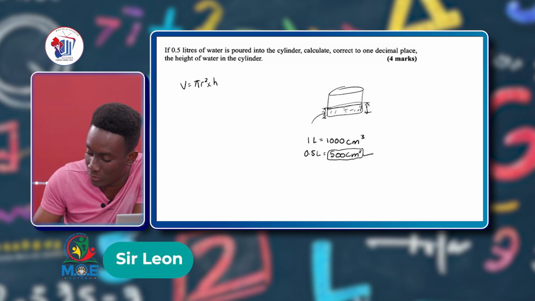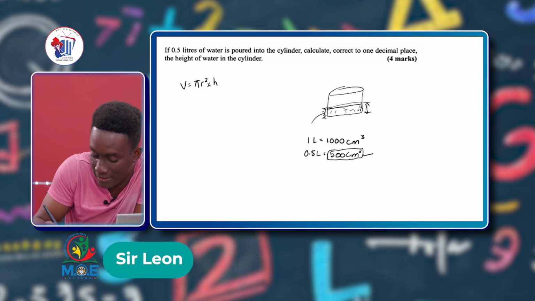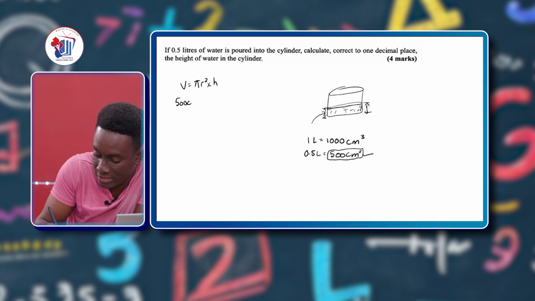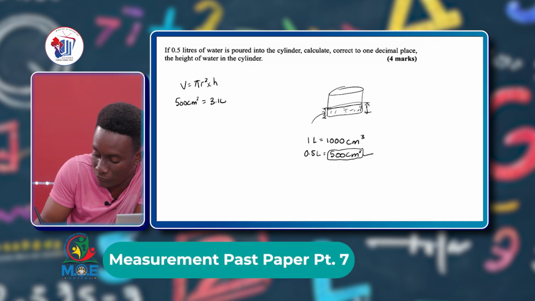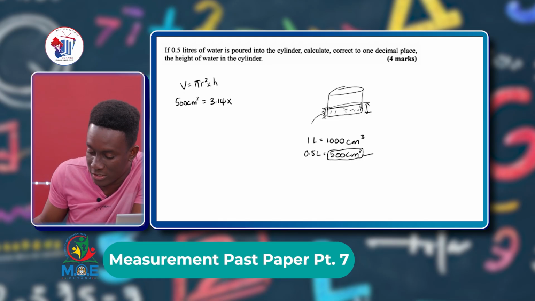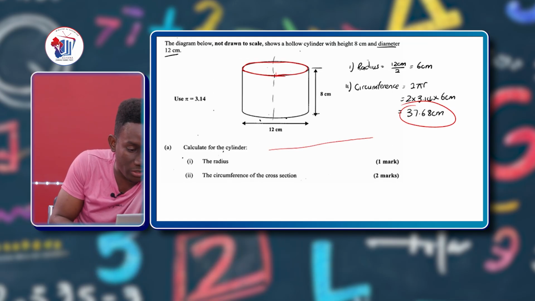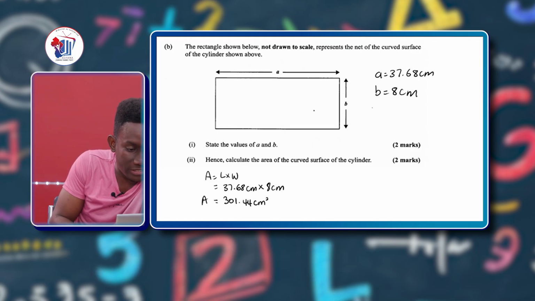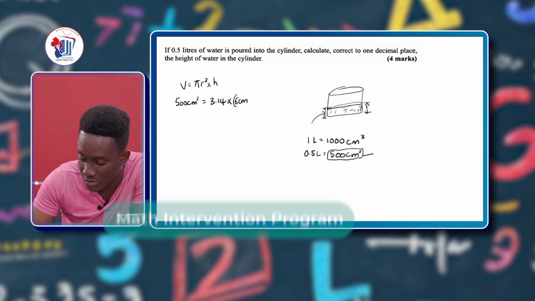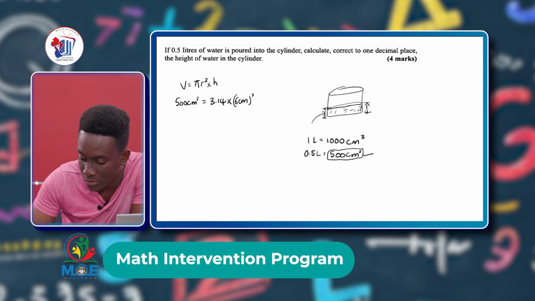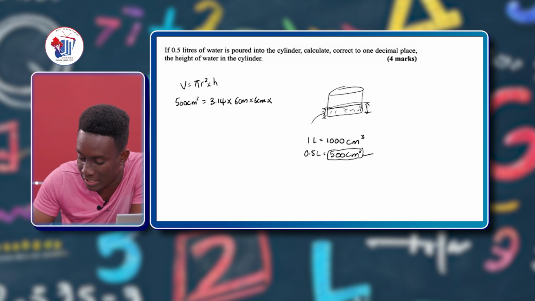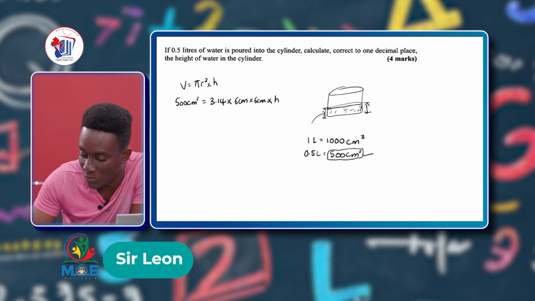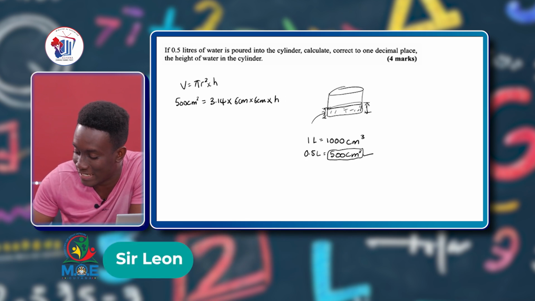So instead of volume equal pi r squared h, we can say 500 cm cube is equal to pi, which is 3.14, multiplied by the radius. We found the radius earlier to be 6 cm. So this will be 6 cm squared. So we can say 6 cm multiplied by 6 cm multiplied by the height. So we want to find the height. When we work this out, we'll get the height at this level.